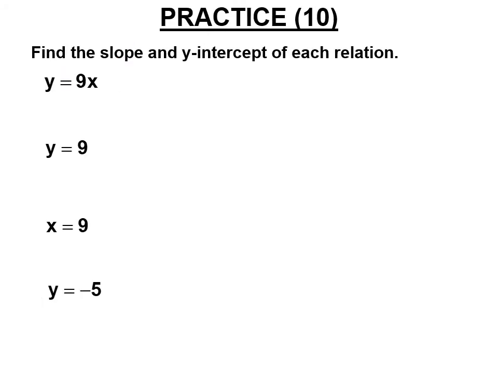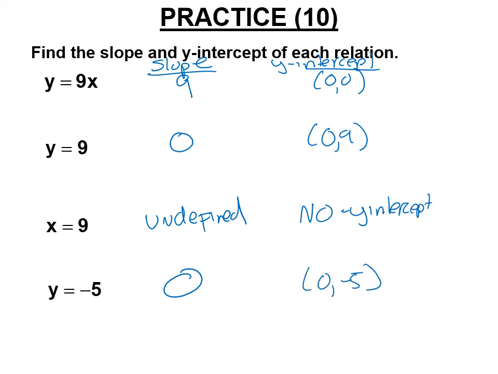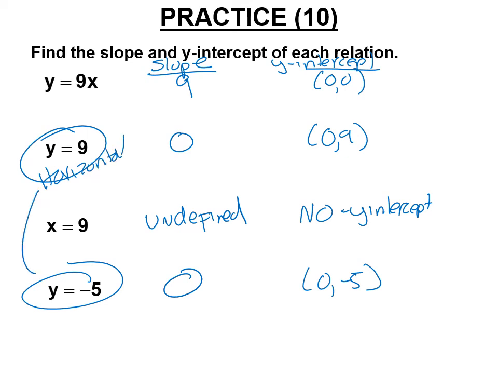All right, so let's practice. Let's find the slope and y-intercept of all of these. The 2 with y equals are horizontal. The y-intercept here is (0, 0). The y-intercept here is (0, 9). This has no y-intercept. And this one is (0, -5). That's how this all works. So which 2 are horizontal? Those two are horizontal. Which one is vertical? This one, right? That's the vertical line.